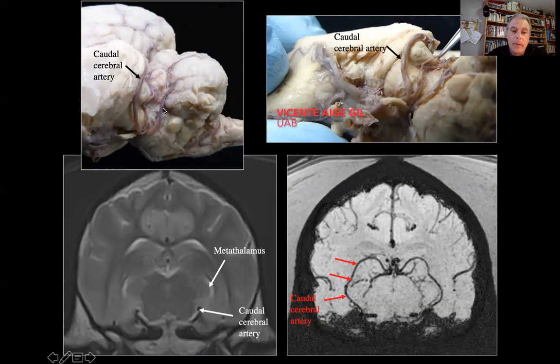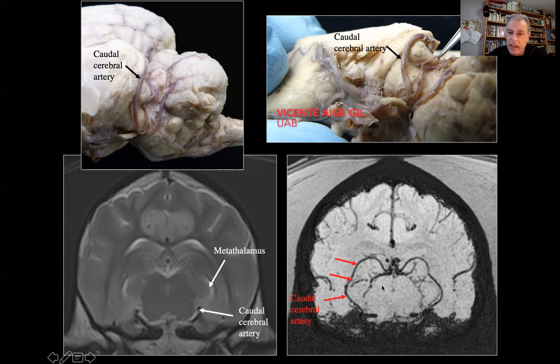Okay, again, we focus on this region. Here we have sectioned at the level of the mesencephalon. We see the hippocampus here, the lateral ventricles, the cingulate gyrus, okay, and the mesencephalon. This belongs to the mesothalamus, okay, the lateral and medial geniculate bodies. So at this level, we were cutting the caudal cerebral artery. And as you see, this is the form of the artery.